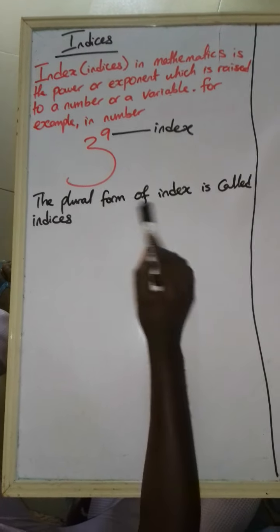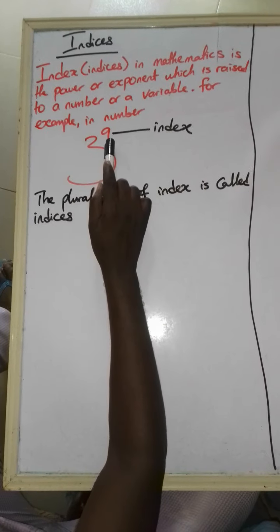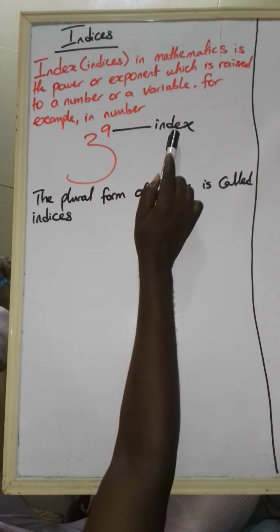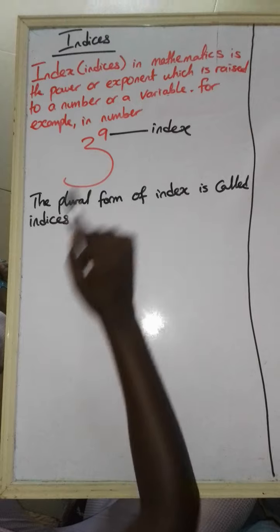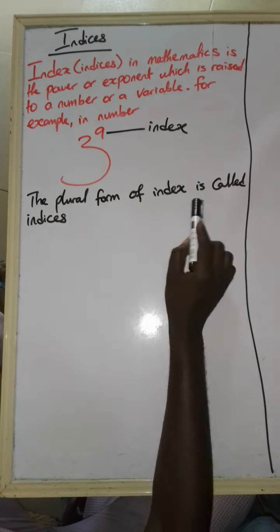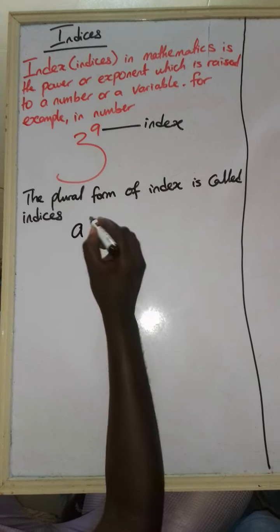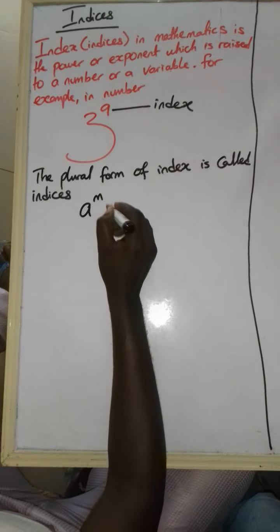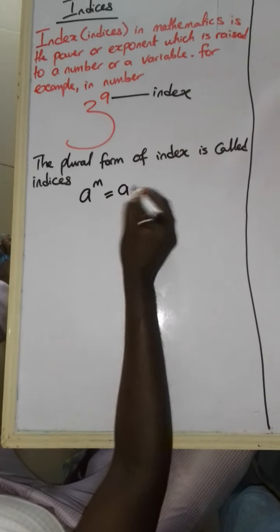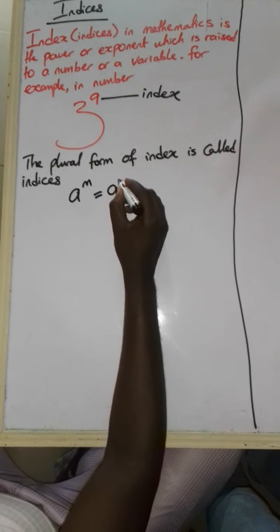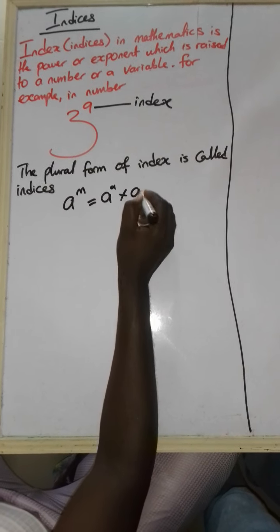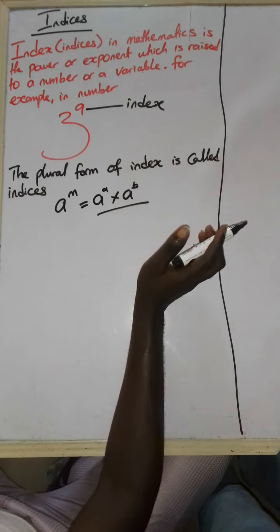For example, in a number we have 3 raised to power 9. This 9 is what we call what? The index. Now when we have multiple form, that is the plural form of index, is what we call what? Indices. For instance, when we have a raised to power m, if a raised to power m equals a raised to power a times a raised to power b, this is what we call indices.